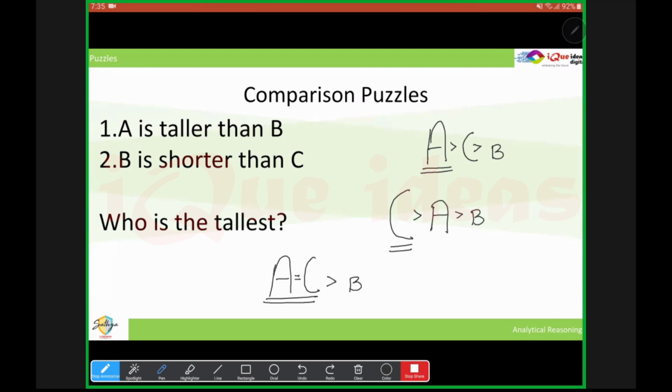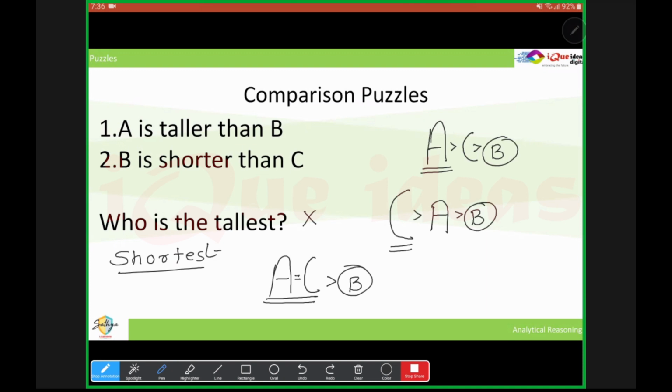So what we need to understand is that when I have two clues like this, I know the relationship between A and B, I know the relationship between B and C, but this particular way of giving information is not enough to identify the relationship between A and C. So who is the tallest? According to the given information, the answer cannot be determined. But supposing I ask, who is the shortest person in this particular group? Then it does not matter which arrangement I use. The shortest person in this group is always going to be B.